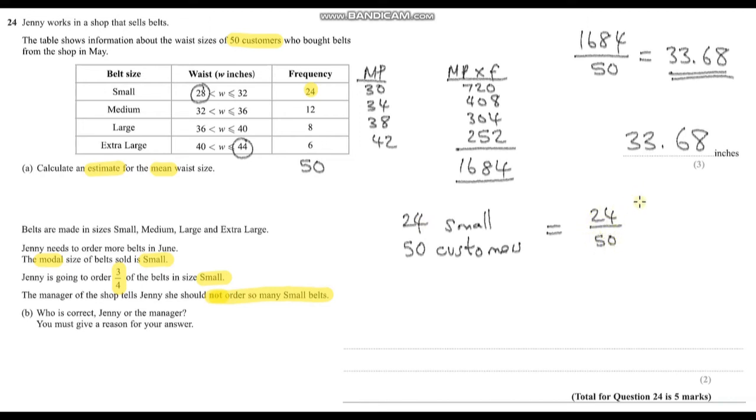Now 24 out of 50 is approximately a half, because if we think about what a half is, 25 out of 50, so this is approximately a half. So she's definitely wrong, because 3/4 is way too many.